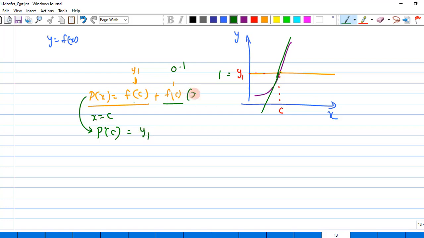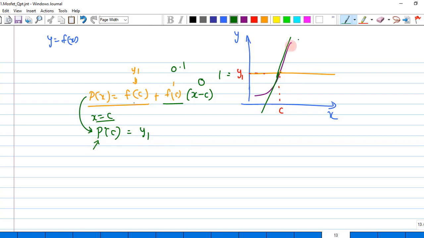Can I write something like x minus c? What happens the moment the value of x is equal to c? This becomes 0, due to which this slope term becomes 0, and I would get exactly the 1 when I have p of x at c. Is that clear? And this is what is known as a polynomial.